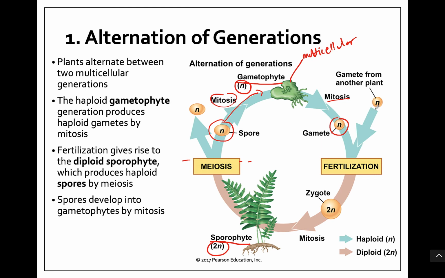And then when two gametes meet from two different plants, we will have fertilization and form a zygote, which is 2N, again, diploid, which will then develop into the sporophyte. So the way to remember this is the gametophyte makes gametes and the sporophyte makes spores.